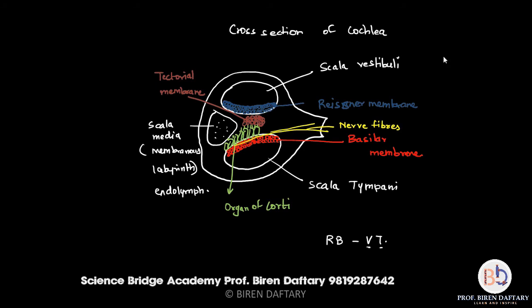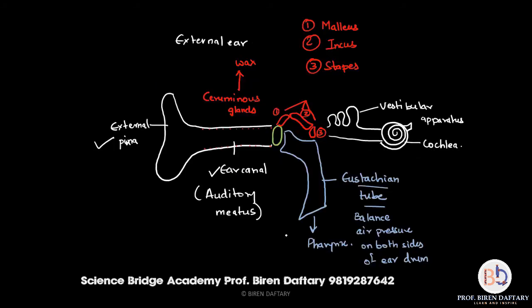So once again, let's revise. The external ear is made up of the external pinna and the auditory meatus, that is the ear canal, which has ceruminous glands that secrete wax, then the tympanic membrane present at the end, that is the eardrum. The middle ear is made up of malleus, incus, stapes and eustachian tube. These are the ear ossicles. This balances the air pressure, and finally we move into this portion which is called the internal ear.